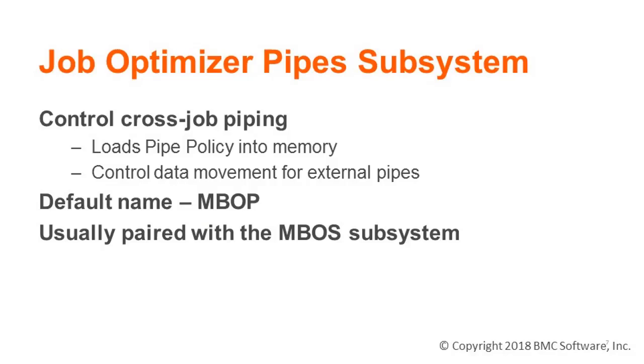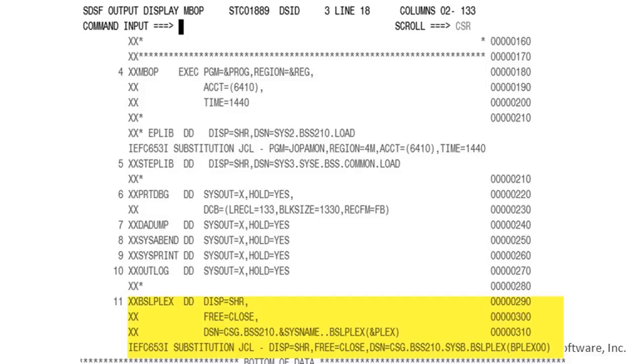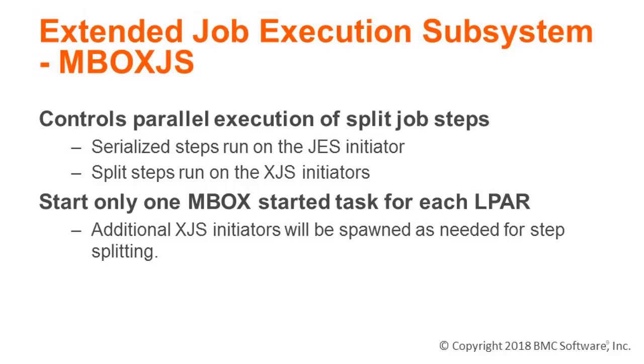The Job Optimizer Pipes subsystem is used to perform data transfer between job steps or separate jobs. The default subsystem ID is MBOP. When issuing commands to the MainView Batch Optimizer Job Optimizer Pipes subsystem, the commands must be preceded with a modify, F, followed by the subsystem ID. Here's an example of the MBOP started task JCL. Notice that the BLS plex DD is the same for both the MBOS as well as the MBOP tasks.